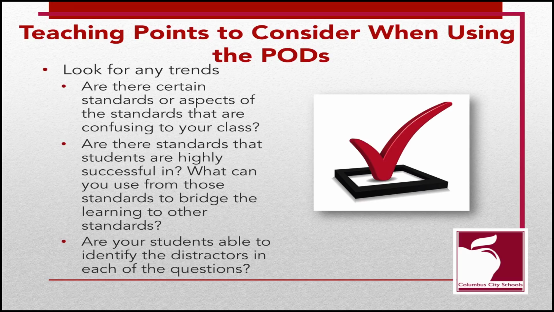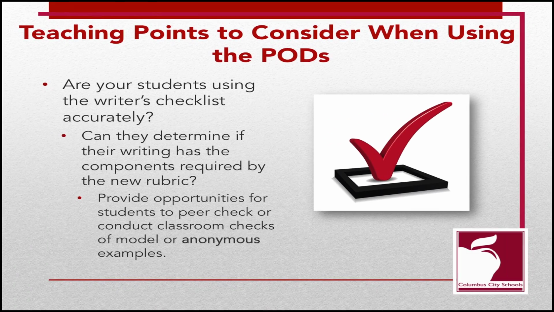Are your students able to identify the distractors in each of the questions? Finally, are your students using the writer's checklist accurately? Can they determine if their writing has the components required by the new rubric? Provide opportunities for students to peer check or conduct classroom checks of model or anonymous examples.